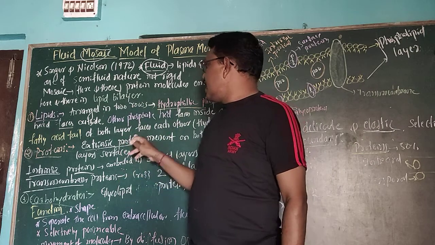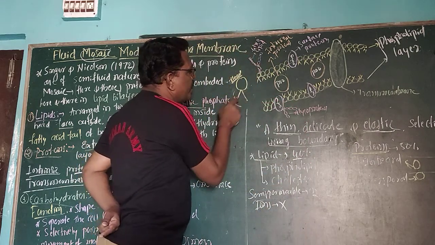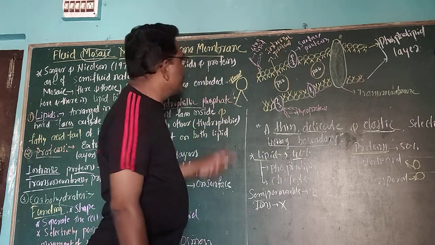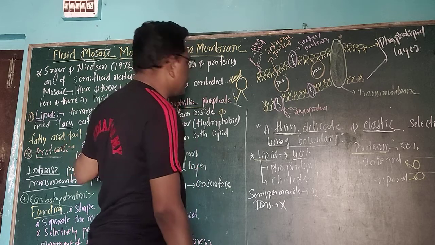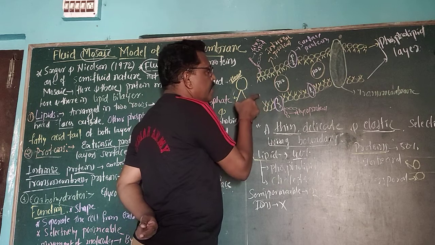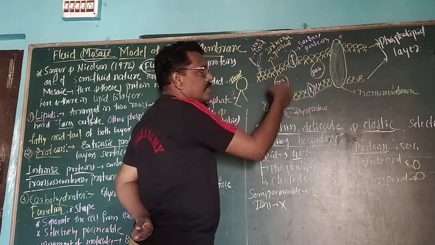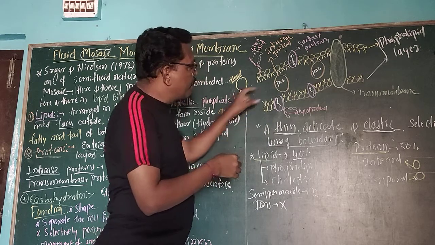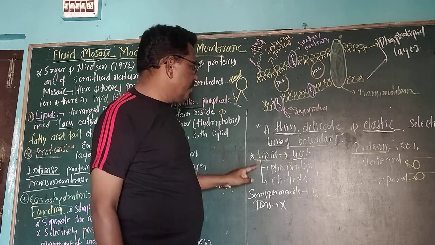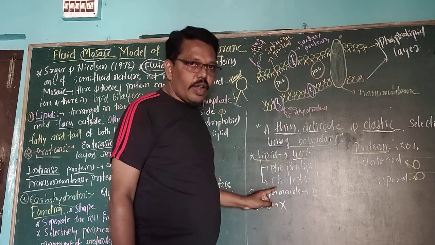The next one is the tail. Here you will see the tail, which is made up of fatty acid. It is a fatty acid tail. The tails of the two phospholipid layers are present inside this semi-fluid membrane. Hence the tails are present inside. The lipid has phospholipid, and it is also made up of cholesterol.